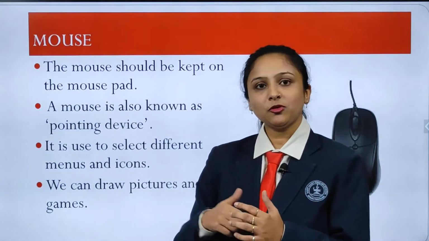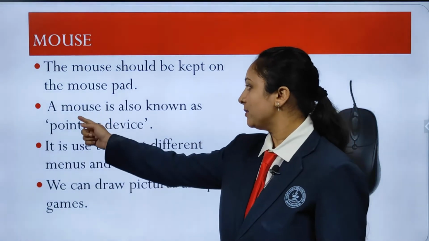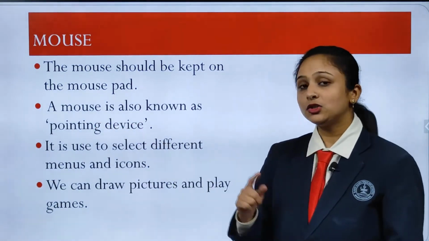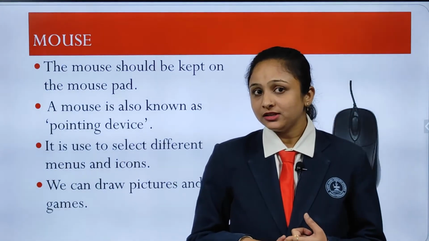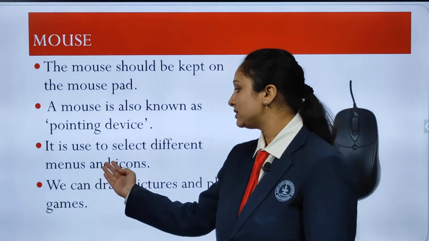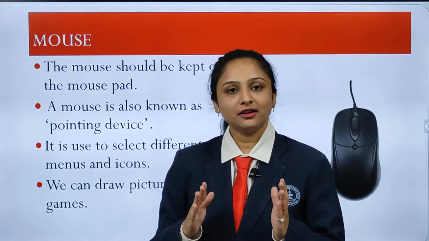what is another name of mouse? It's a pointing device. Okay, the mouse is also known as a pointing device. It is used, what is the use of it? It is used to select the data, different menus and icons. Okay, and we can do your most favorite thing, drawing and playing games.